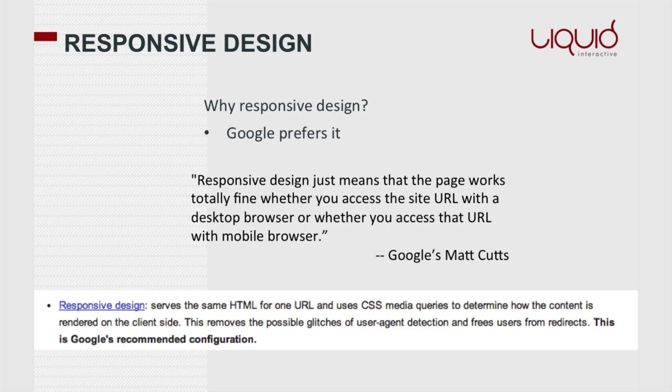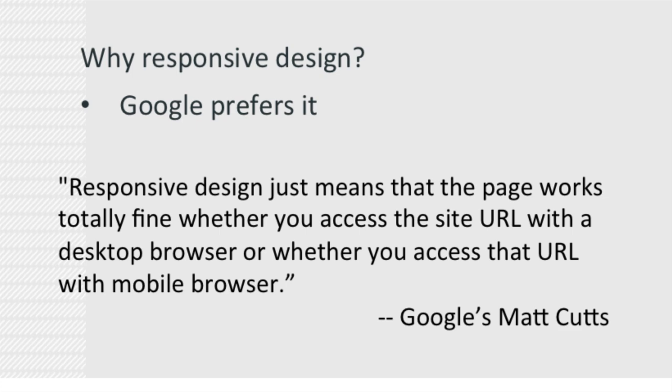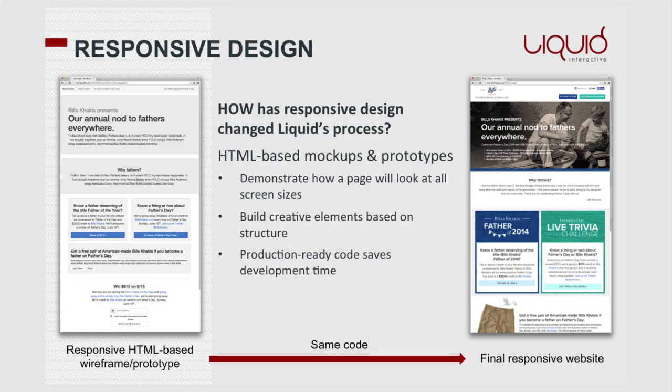Here's a quote taken straight from Google's expert on this, Matt Cutts, and this is a screenshot right from Google's best practices guide. Google always recommends putting a website out that is best for the user experience. They support that here by saying responsive design is the way to go if you want to rank well in Google. Obviously, we have to change our process because responsive design is new to the industry.